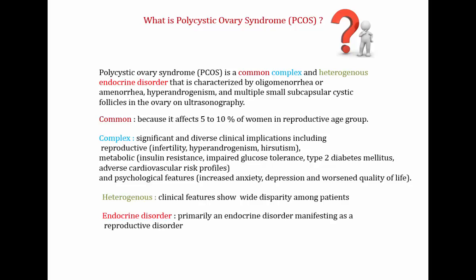And it is an endocrine disorder. As the name suggests, it is a polycystic ovarian disease. One might think that it is a disease of the reproductive system. Yes, it manifests itself as a reproductive disease because it causes infertility, and we will see how it causes infertility later on. But the main reason is the endocrine disruption that is taking place in this condition. So it is primarily an endocrine disorder and it manifests itself as a reproductive disorder.